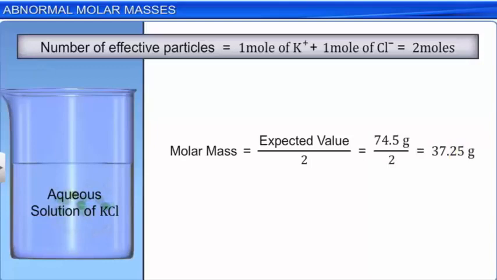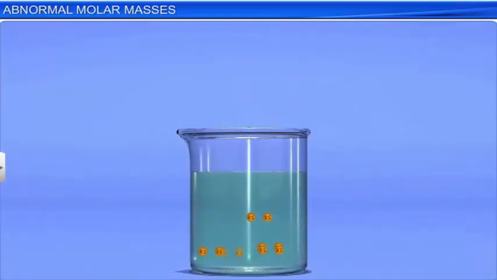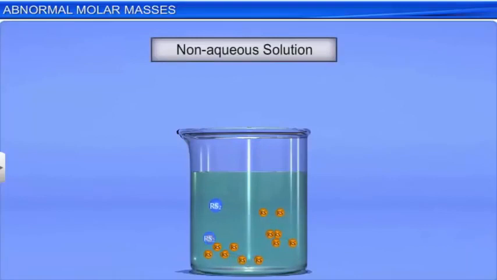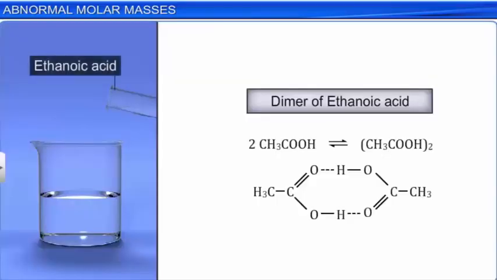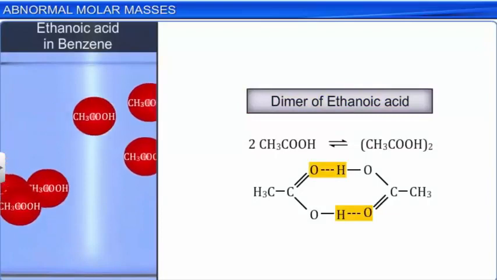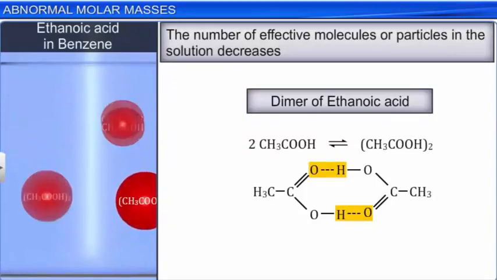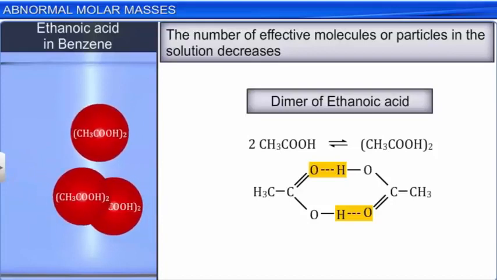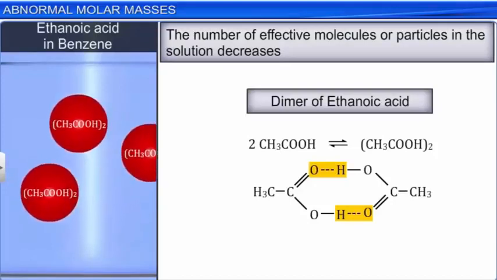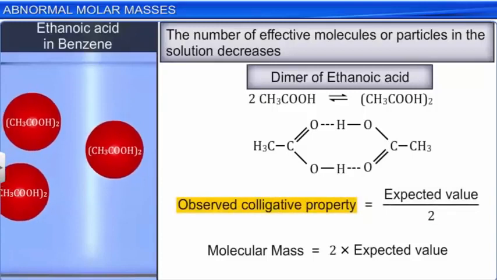Similarly, there are many organic solutes that undergo association in a non-aqueous solution. That is, 2 or more molecules of the solute associate to form a bigger molecule. For example, ethanoic acid in benzene exists as a dimer due to hydrogen bonding. Thus, the number of effective molecules or particles in the solution decreases. If the association of ethanoic acid is assumed to be complete, then the observed value of the colligative property will be half, and the molecular mass would be double the expected value.